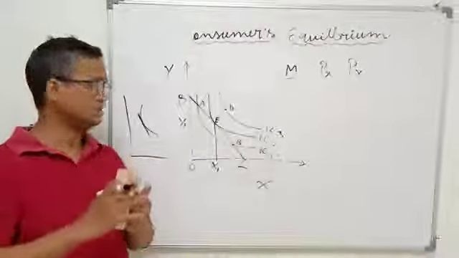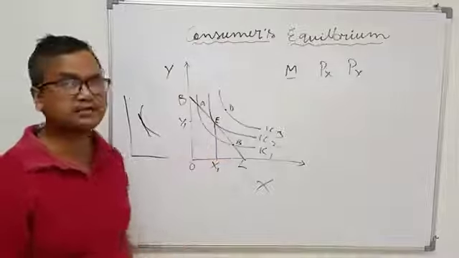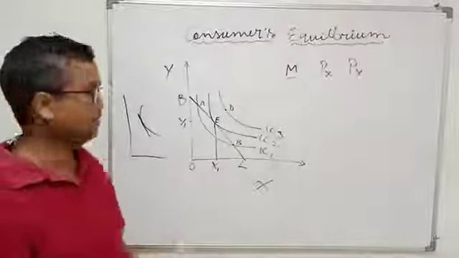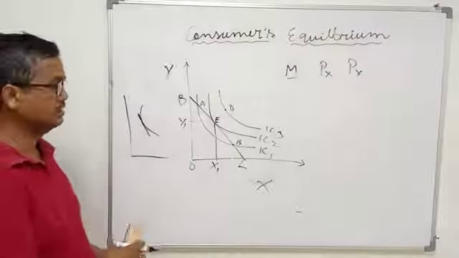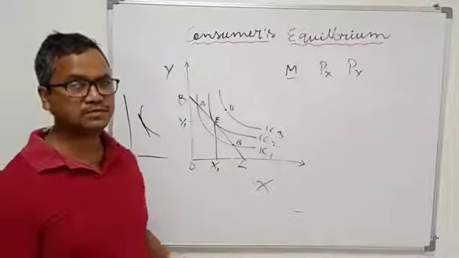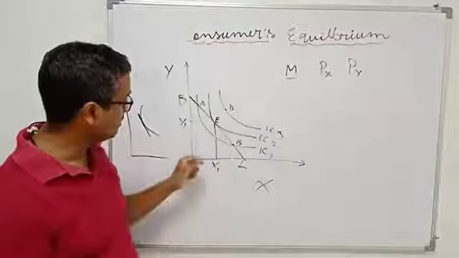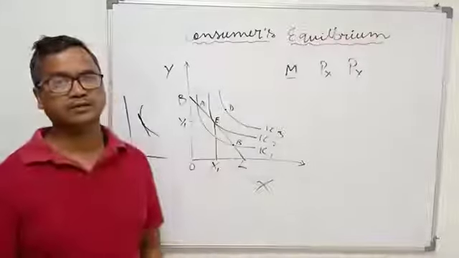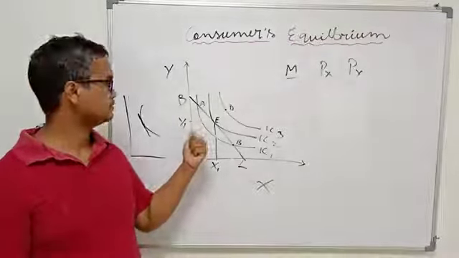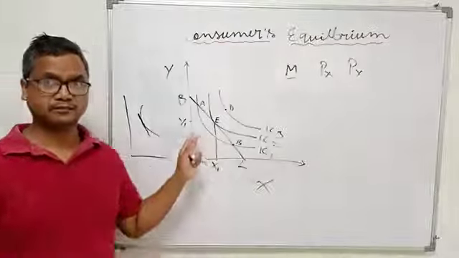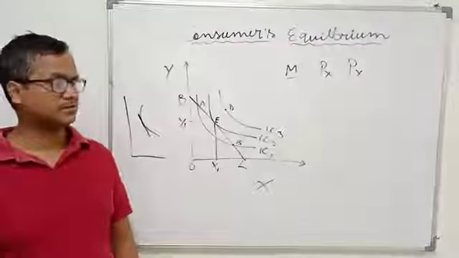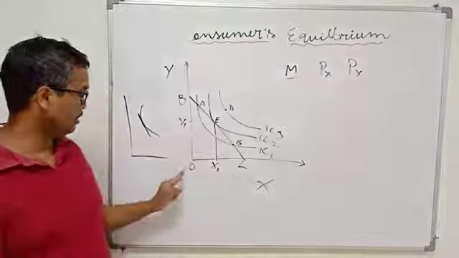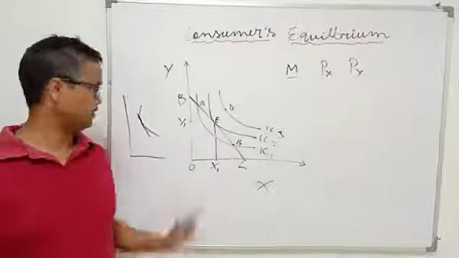When there is a tangency between the budget line and the indifference curve, at that point the slope of the indifference curve will be equal to the slope of the budget line. Mathematically we will derive these conditions, but for the time being, graphically you have to understand that the consumer will be in equilibrium when the indifference curve is tangent to the budget line. So only at point E can the consumer have maximum satisfaction given his money income. Point E represents equilibrium where the consumer is going to consume OY1 of Y good and OX1 of X good.